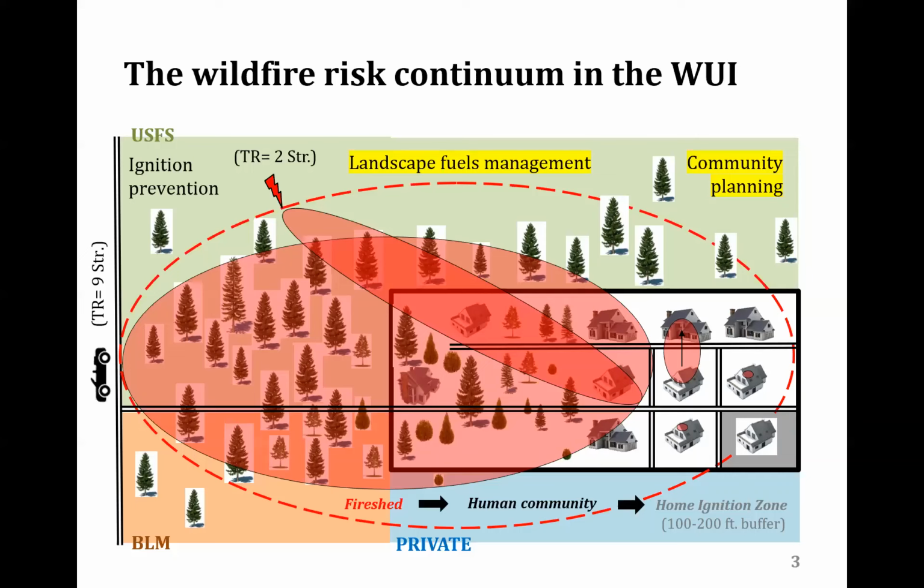Concerning the risk management options, we have ignition prevention. We are not covering this in the study. The other two main options are the landscape field treatments and the community planning. In this study, we will design the combination of landscape field treatments plus field treatments on the home ignition zone, which is a part of the community planning, as a strategy to mitigate risk. I need to say also that safe, efficient suppression is another strategy for reducing risk, but this was not covered in this study.